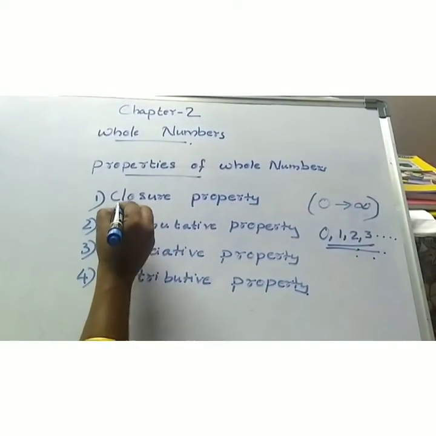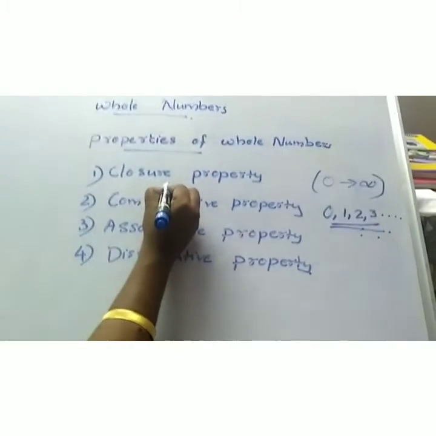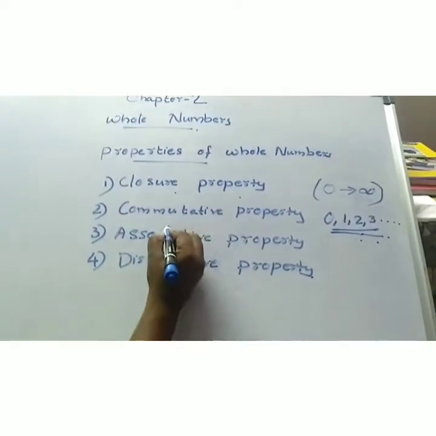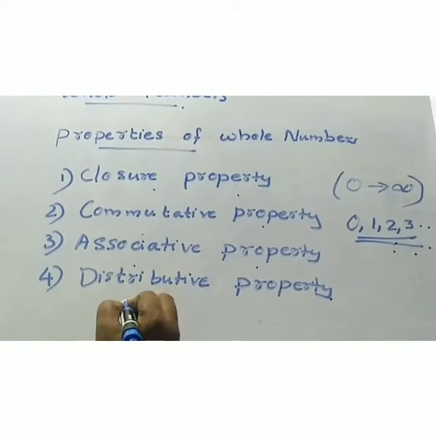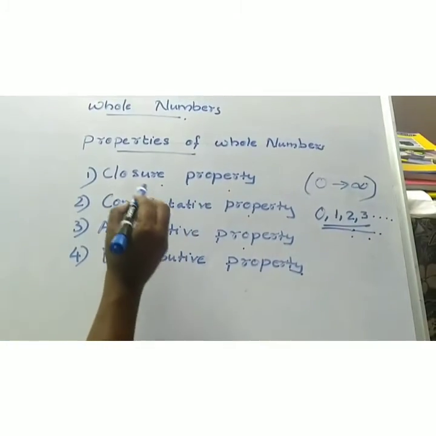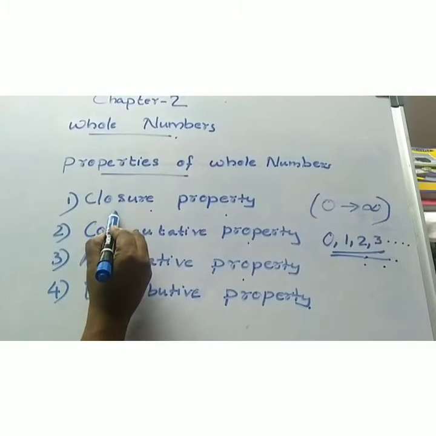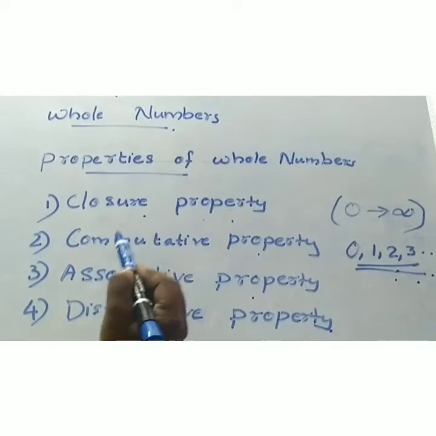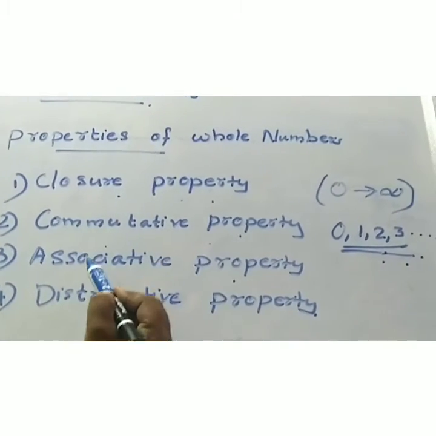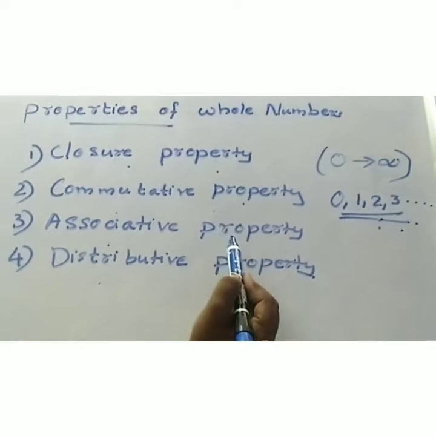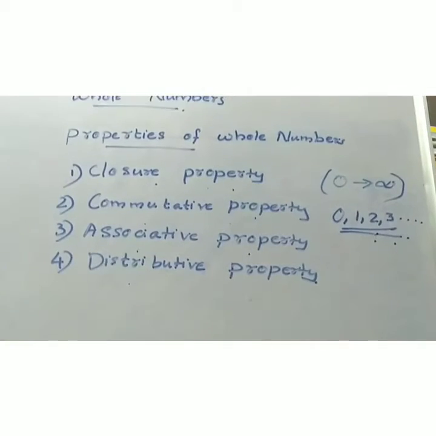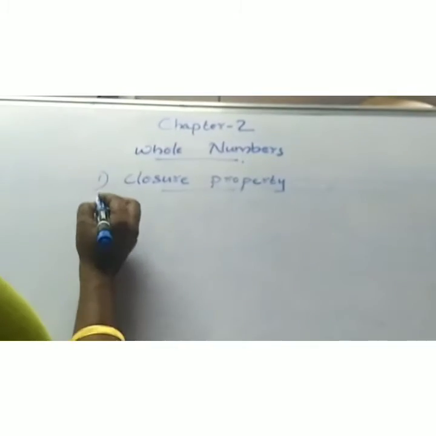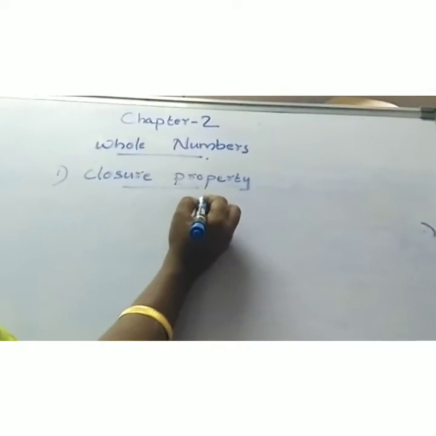Which are the properties? The first property is closure property, commutative property, associative property, distributive property. Say with me, the first one is closure property, the second is commutative property, the third is associative property, and the fourth one is distributive property. The first property is closure property.